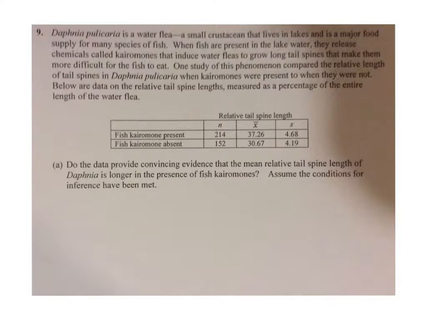Okay, so how are we going to do that? I basically did the state part. Now let's take a look at our two hypotheses. The null hypothesis is that there's no difference, right? So the average length of the population where there are pheromones present minus the average length when there are not present is going to be 0.